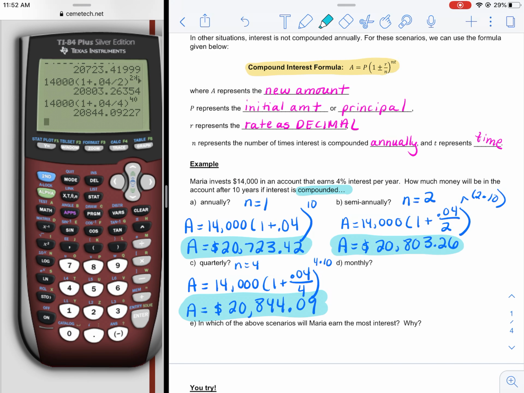Okay, so you should get $20,844.09. And then the last example is monthly, if n is 12. Okay, so again, this time all our numbers stay the same, except we're going to change that n value to a 12. Okay, so 12 times 10, so your new exponent is going to be 120, and then you can go ahead and type that in your calculator.